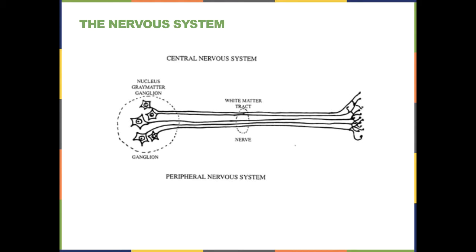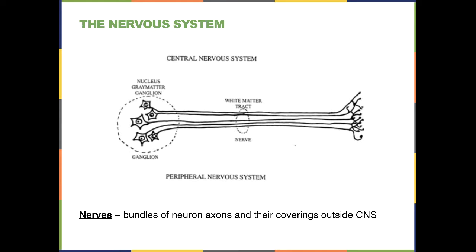Now, when we look at the peripheral nervous system versus the central nervous system, the peripheral nervous system, as I said, is made up of nerves and ganglia. And a nerve is a bundle of neuronal axons, that is, neuron cell axons. And we'll be talking about what axons are in just a minute. But these neurons and their axons are outside the central nervous system, and these are bundled together and they make up what we call a nerve.